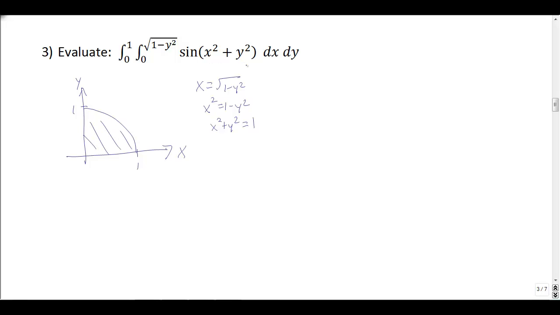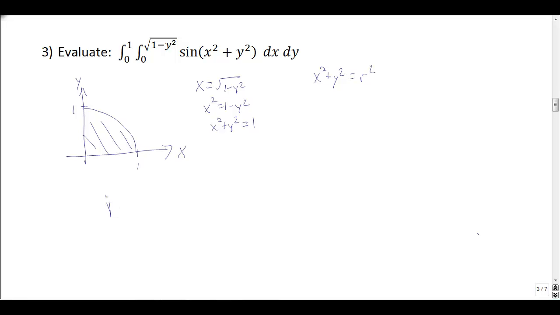Now, again, you could do this as an iterated integral. Problem is, I don't know how to find an antiderivative of sine of x squared plus y squared. Now, you might be able to do some kind of substitutions here, but the one that's sort of screaming out to me is to switch to polar. So the reason I see that is x squared plus y squared, in polar, that's r squared. So that works out pretty nicely. And then this quarter circle is going to have really nice descriptions in terms of bounds for polar.